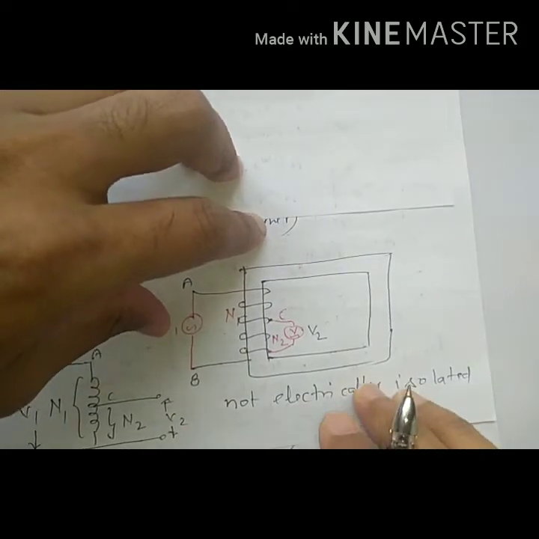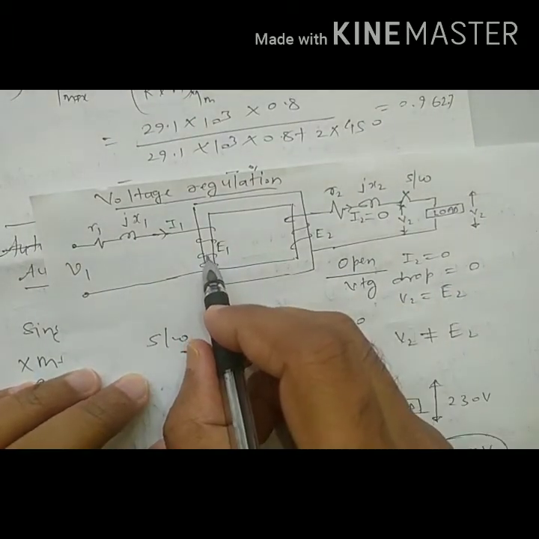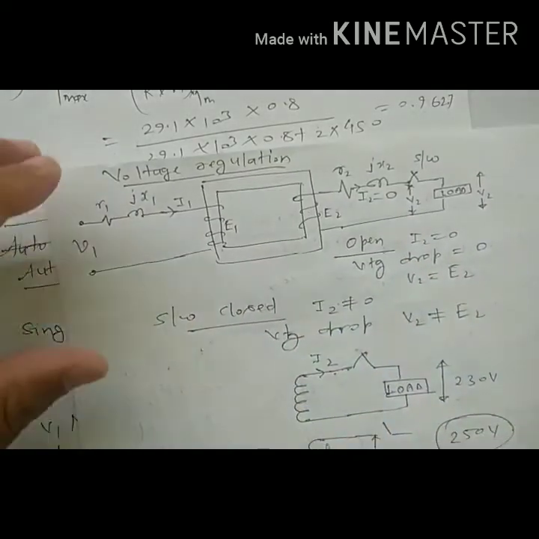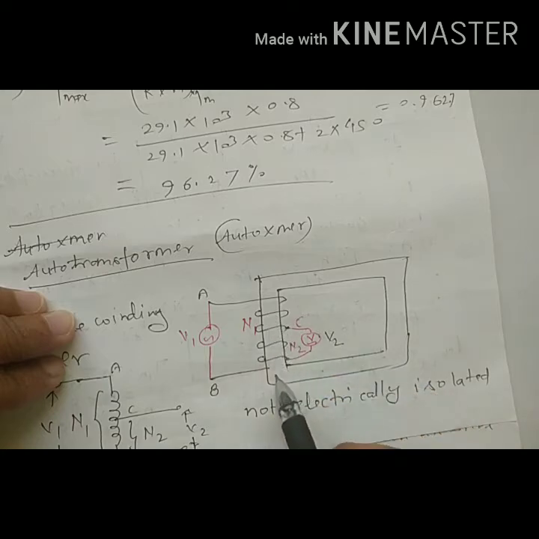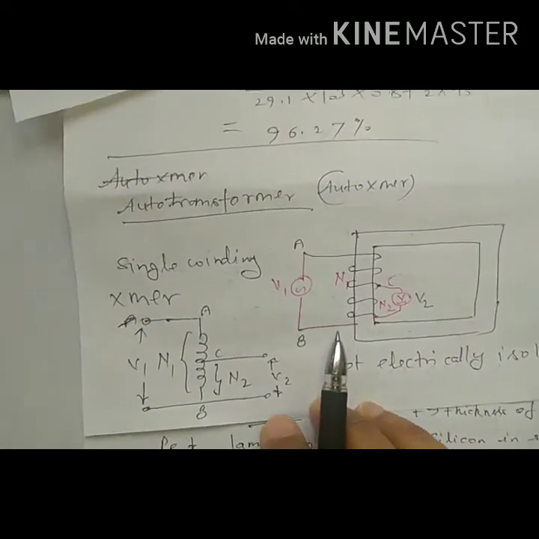In the case of a two winding transformer, as we can see, primary and secondary windings are electrically isolated, no electrical connection. But here there is no electrical isolation. Here also you can see no electrical isolation, right?